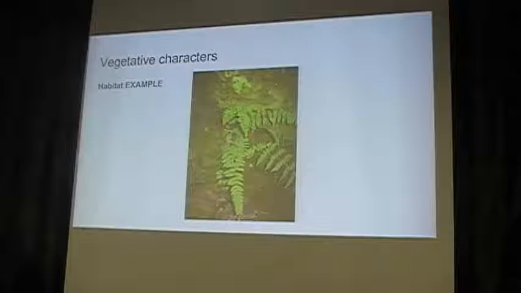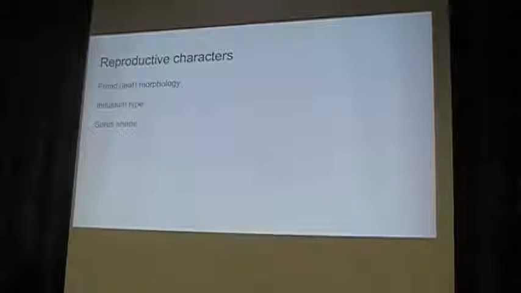So usually when you find something that's supposed to be in the forest edge, it'll be growing on the forest edge. So usually this is a fairly reliable one, but it's not totally foolproof. There's a few reproductive characters that we can use.